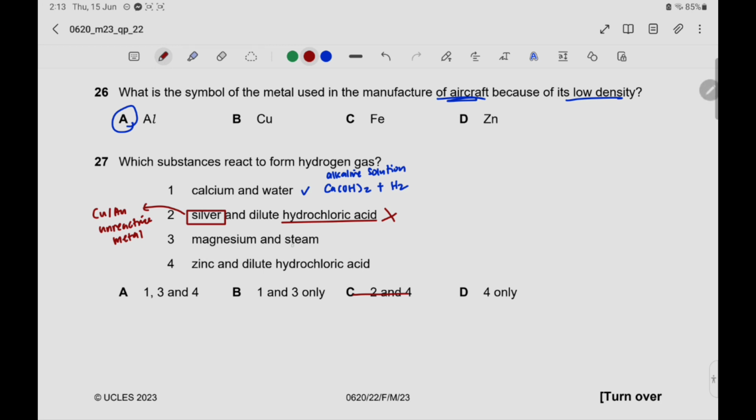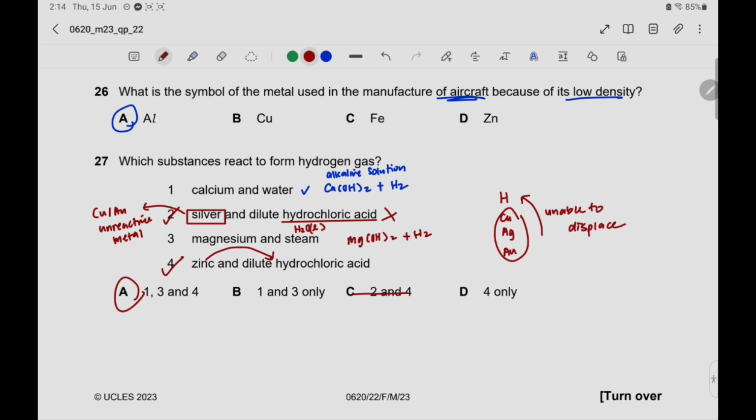Magnesium and steam, yes. Actually, steam is water, but in gas form. So they will also form magnesium hydroxide plus hydrogen gas. Zinc, yes, because zinc is also above hydrogen. So when you are above hydrogen, you can actually displace the hydrogen in hydrochloric acid. This is how you memorize: copper, silver, gold, if they are below hydrogen, they are unable to displace it. Acid means that your metal will displace your hydrogen. Answer should be A. Okay, 28.